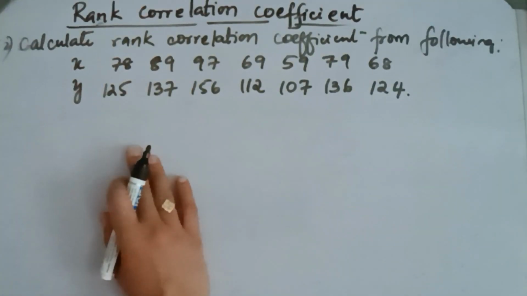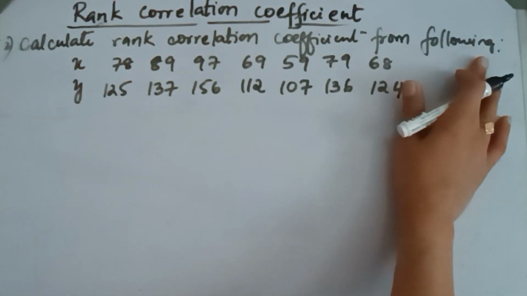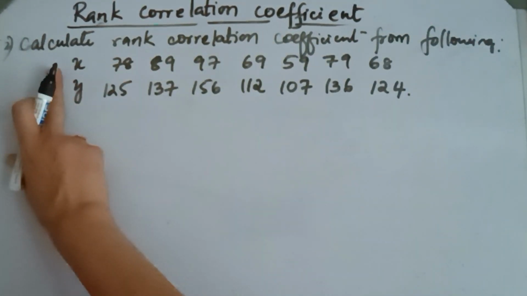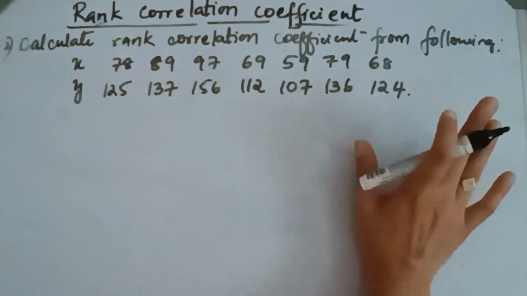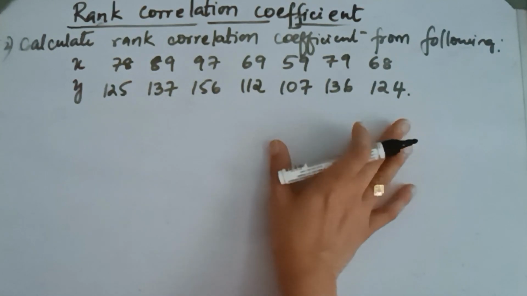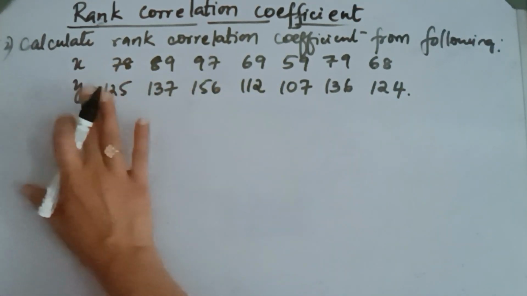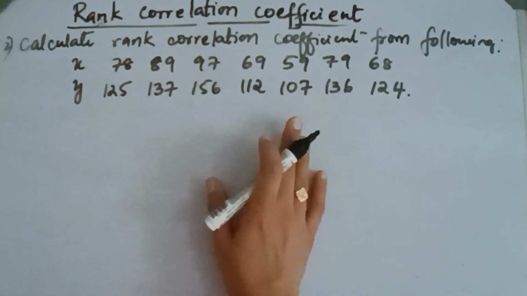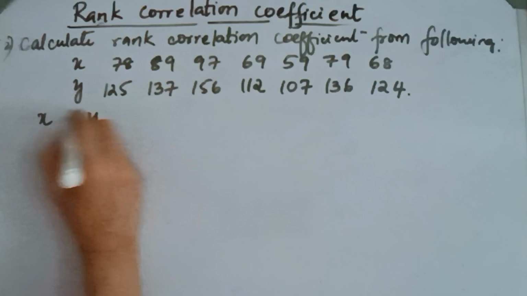Now see the second problem. Calculate the rank correlation coefficient from the following data. Here the values of x and y, two variables, are given directly. Ranks are not given, just the data values. So first you have to allot the ranks for each value, then you have to find the difference between the ranks. So I'll write the table, x, y.